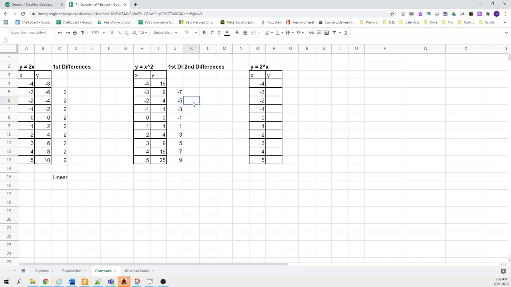So I6 minus I5, sorry, J. We see that the second differences are equal and the first differences are different. Therefore, we have a quadratic relation.